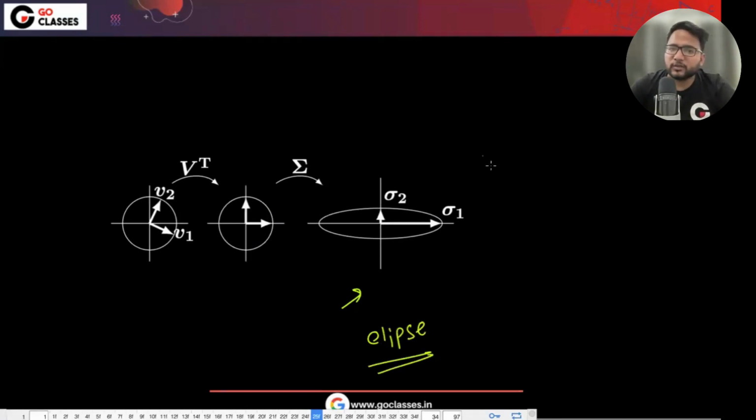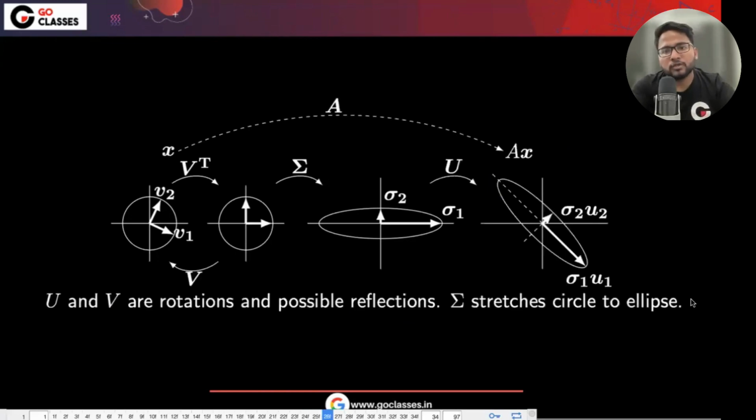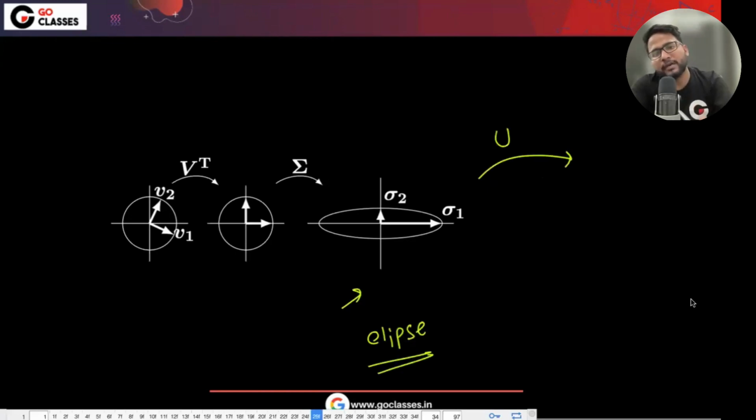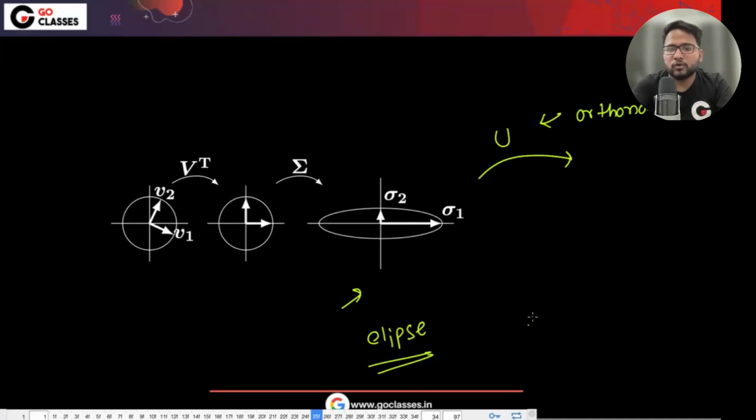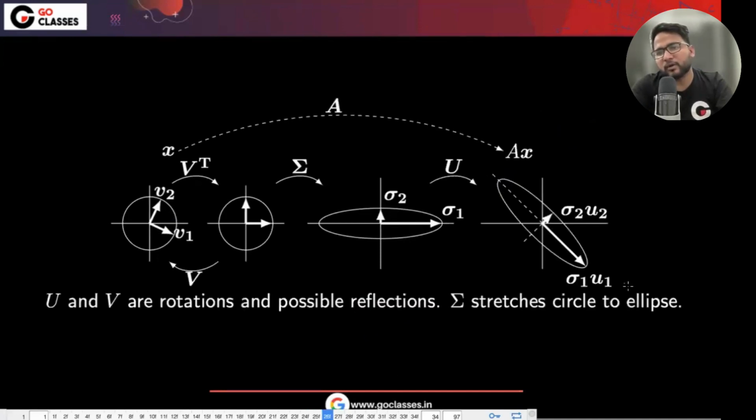Now, what is the next matrix you will be multiplying? You will be multiplying by U, right? U is again orthonormal, so this is also orthonormal. So it will do what? Tell me, will it change the length? For example, this was a circle. When you multiplied by V transpose, did it change from circle to ellipse? No, right? So basically it will just rotate this ellipse. So finally, the ellipse might look like this, right?